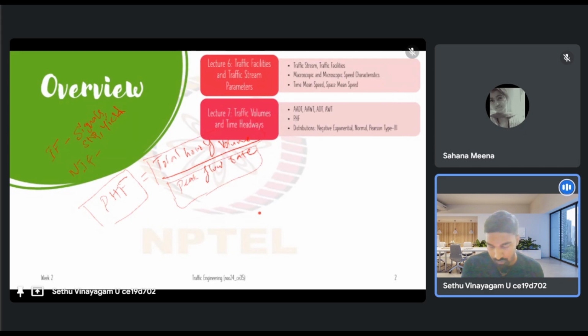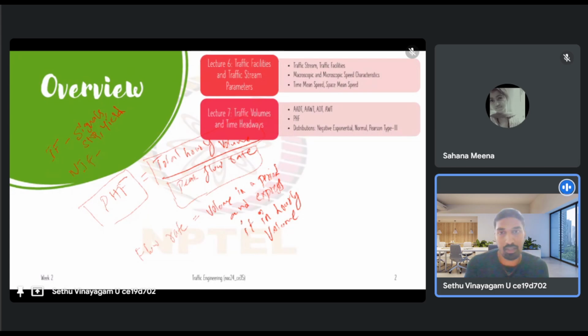What is flow rate? Flow rate is basically when you measure the volume in a particular period and express it as an hourly volume, right? So you measure it for a period that is less than 1 hour, usually 10 minutes or 15 minutes, but you express it as an hourly volume. If you're measuring for a period of 15 minutes, you multiply it by 4 and say that is the volume per hour. So that's the flow rate.